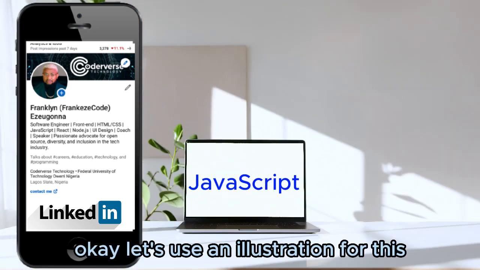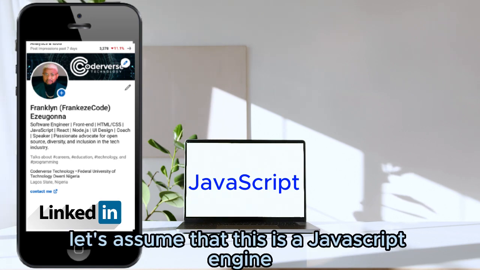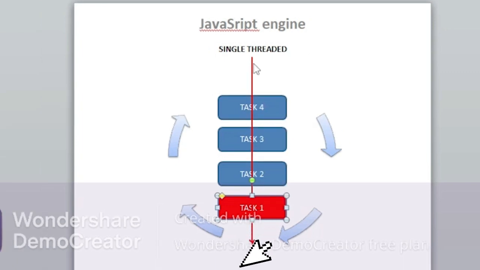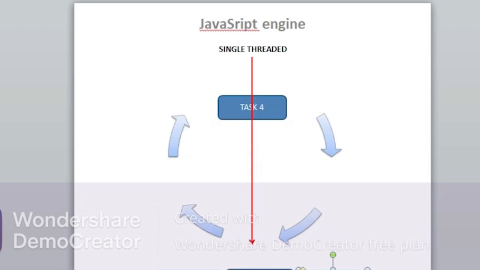Let me illustrate this. Okay, let's use an illustration for this. Let's assume that this is a JavaScript engine. As I told you before, JavaScript is single-threaded. It means it performs its operation sequentially, one task at a time. If it finishes with the first task, then it goes to the second task, finishes it, then goes to the third task, does it. It does this sequentially.